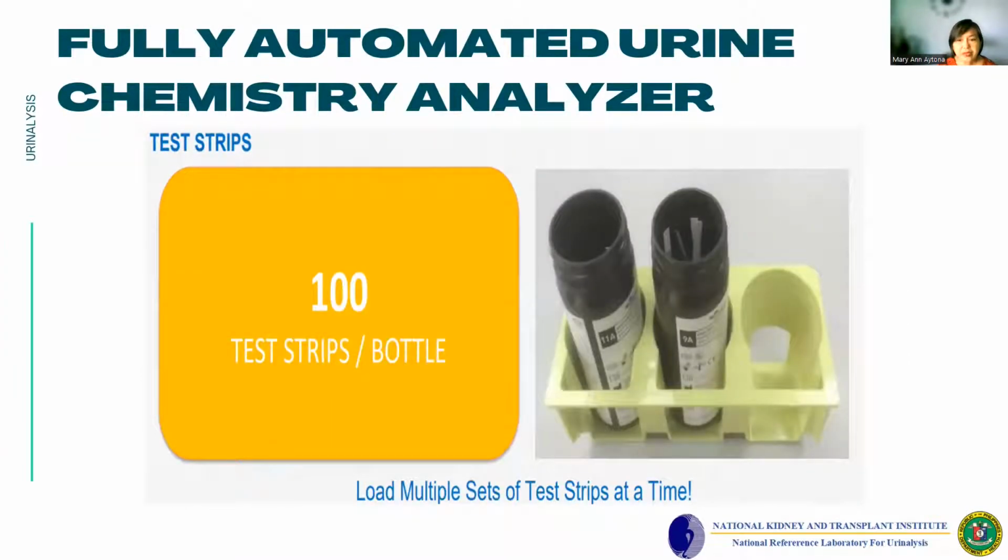The urine reagents are for the qualitative and semi-quantitative detection of one or more analytes in the urine. With this type of analyzer, you can load multiple sets of test strips at a time. There are platforms with 100 to 400 test strips per bottle.